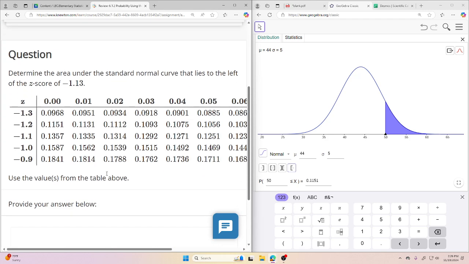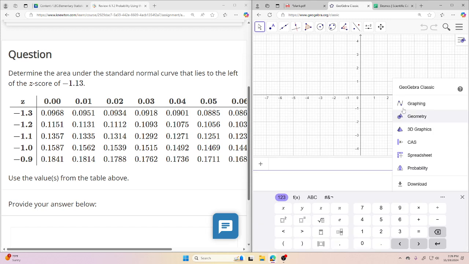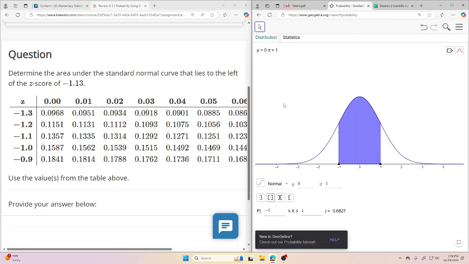Oh my gosh, there's a table. Do we use it? No. I mean, if you want to, that's fine. I'm going to reset. And the reason why I'm resetting is because when we start this up fresh, we have the 0, 1. That's the standard normal z-score stuff. You know what I mean? And that's what they're looking for here. We can bypass the table if.